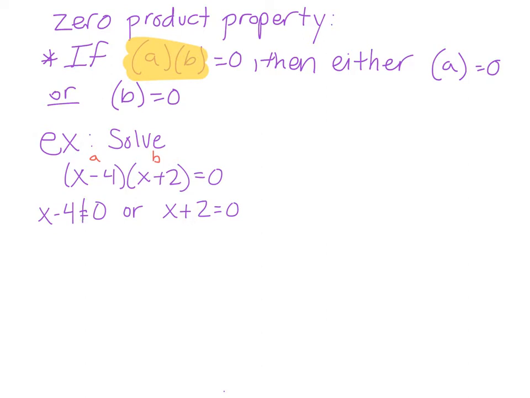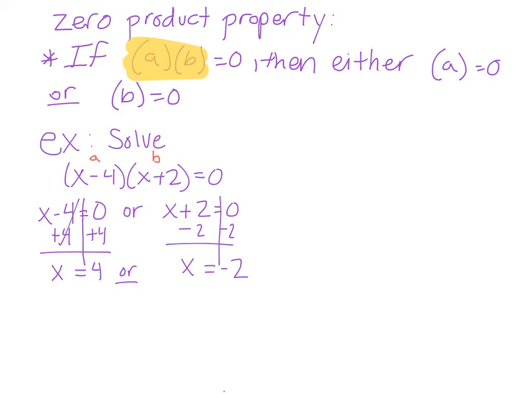We're going to solve this by adding 4 and adding 4. So either x equals 4 or minus 2, or x equals negative 2. So there's two solutions here, two possible solutions to these problems. Okay, let's look at another one.